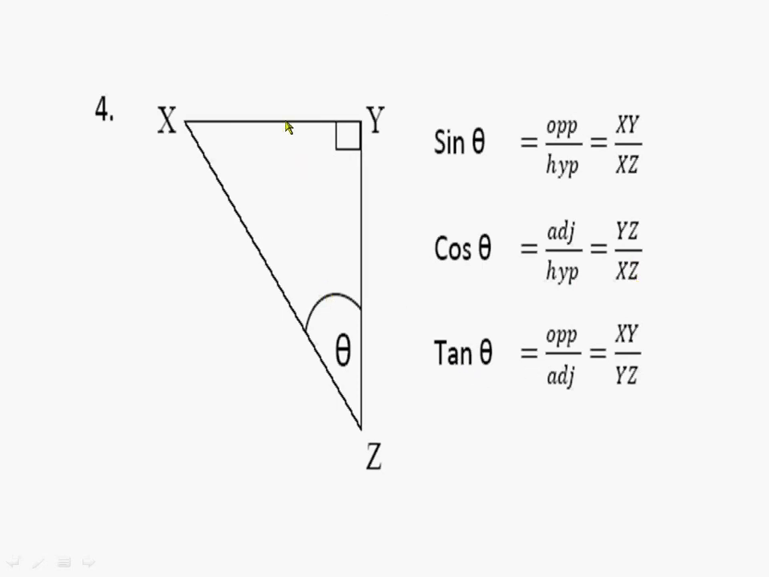Tan theta, opposite over adjacent. Opposite is XY. Adjacent is YZ, so it's XY over YZ.